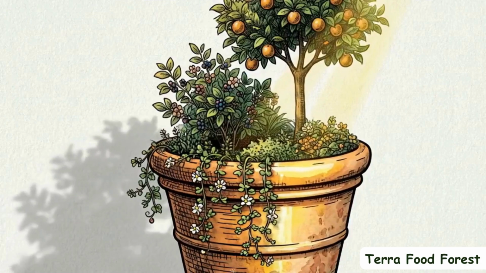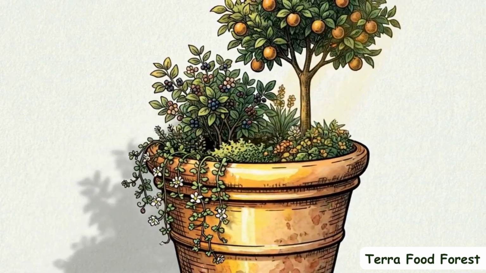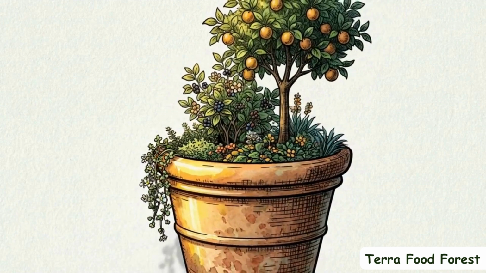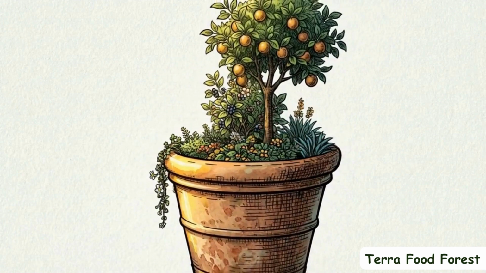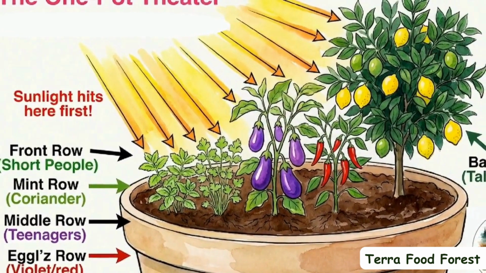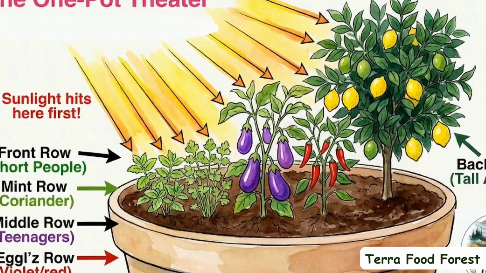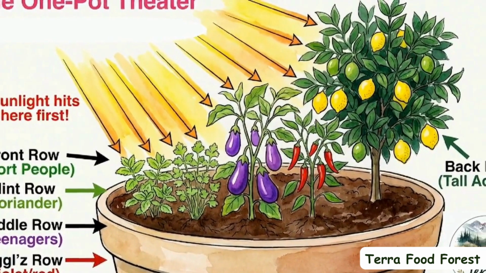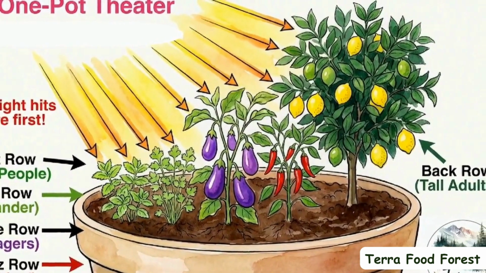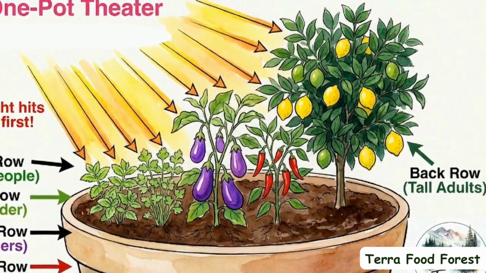This biological arrangement is so universal that it scales down to severely confined spaces. You can build an entire theater in a single container. This diagram demonstrates the exact layout. Once you find where the light hits the pot first, you plant short crops like coriander right at that sun-facing edge. Behind them goes a teenager like eggplant, and you anchor the back with a dwarf fruit tree.